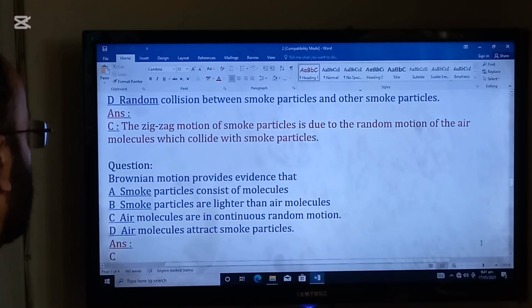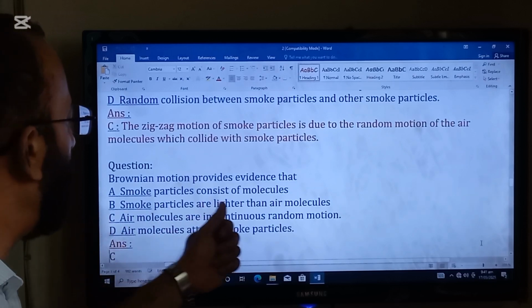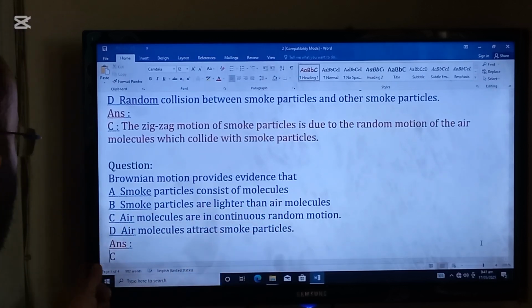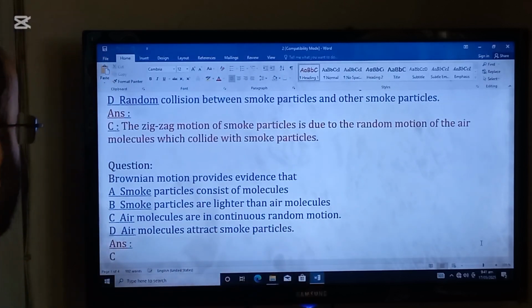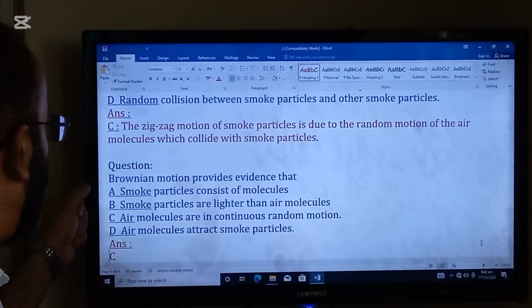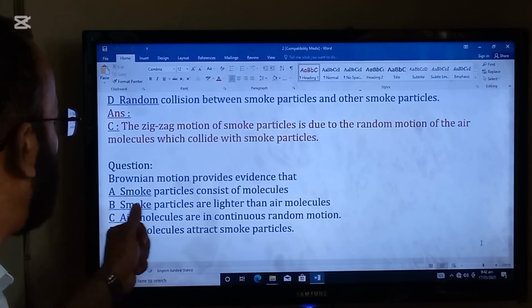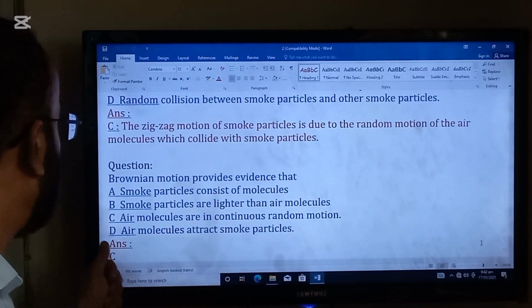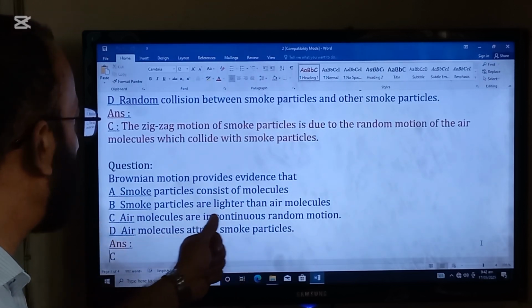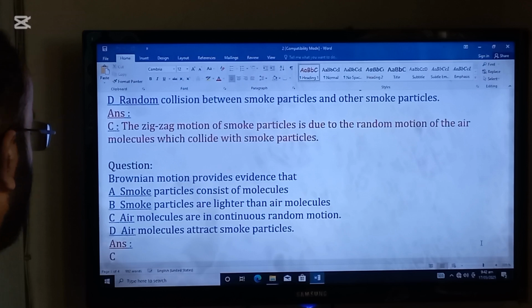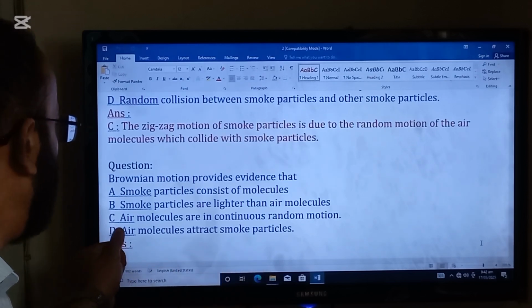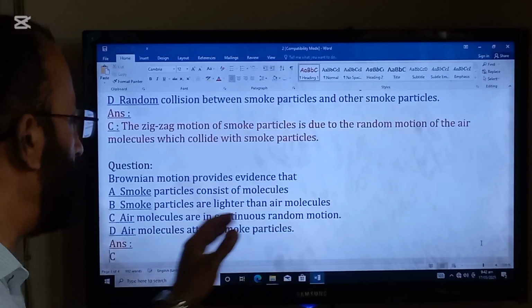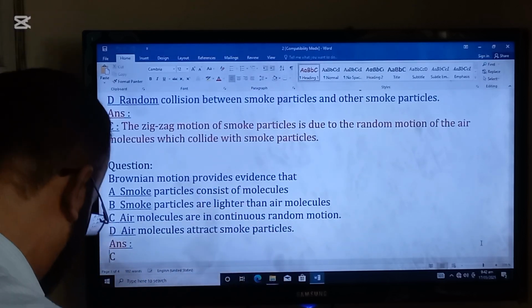Here is another question. Brownian motion provides evidence that C is the answer: air molecules are in continuous random motion. So this is the evidence. Now we will see A, B and D options. A option is smoke particles consist of molecules. B option is smoke particles are lighter than air molecules. And D option is air molecules attract smoke particles. So C option is right. Air molecules are in continuous random motion. Actually, this is the evidence of the Brownian motion.